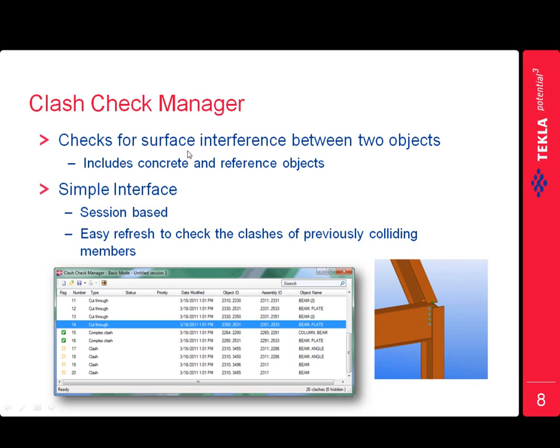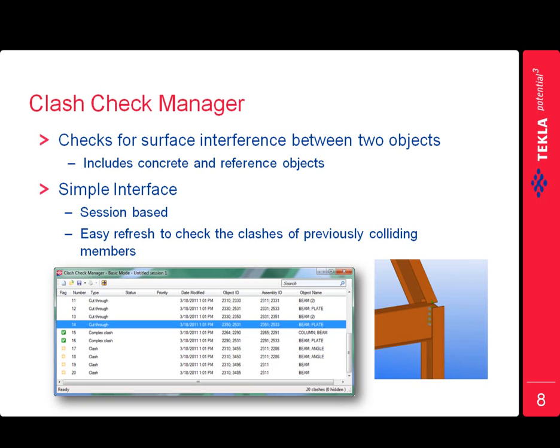This is just a brief overview of what it can do before I hop right into the model. Basically, it's going to scan through and find surface interference between two different objects, so a beam going into a column, ducting going into a brace or something like that. A very handy tool, and there are some new features within version 17. It's got a new interface and everything like that. But don't forget, this works for a reference object, so if you bring in an IFC file, it'll work using that. It also works with concrete, so any material within the model you'll be able to clash check.